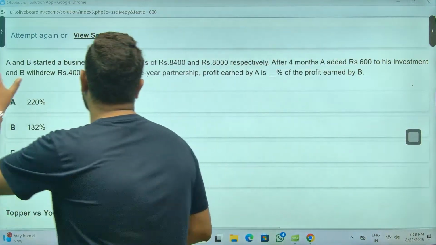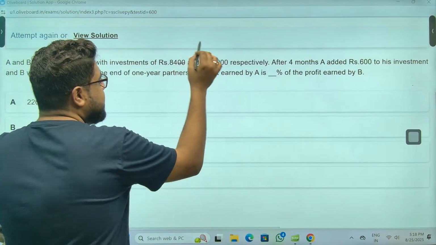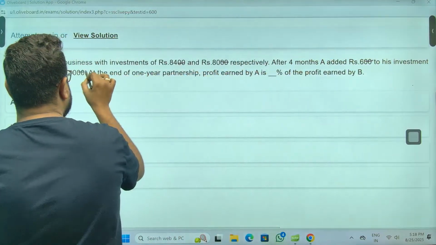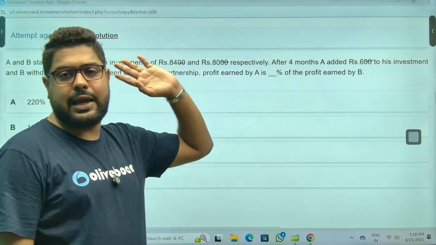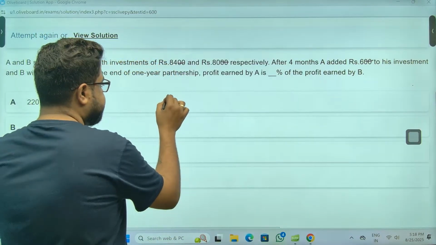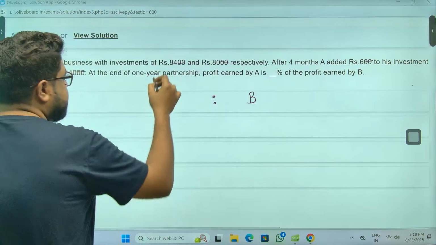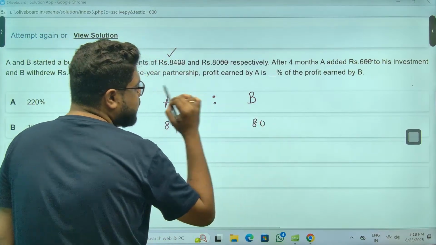A and B started a business with this. First things first, I told you multiple times, if you have zeros common, get rid of them, sir. Get rid of these. A's ratio: A started with 84 rupees and B with 80 rupees.